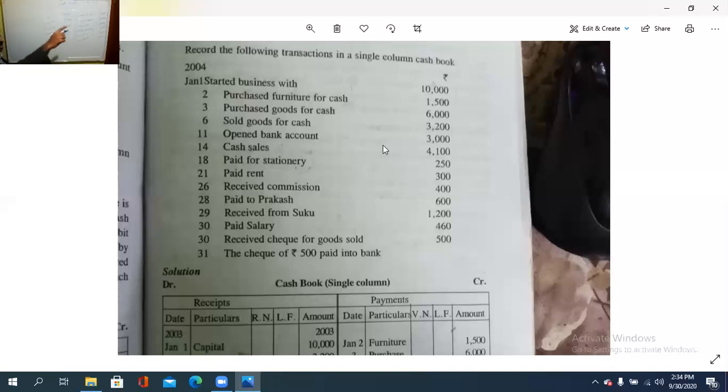See, only one column for amount on each side. Received from Sugu 1200. Then paid salary. So what is that? Salary comes here 460.